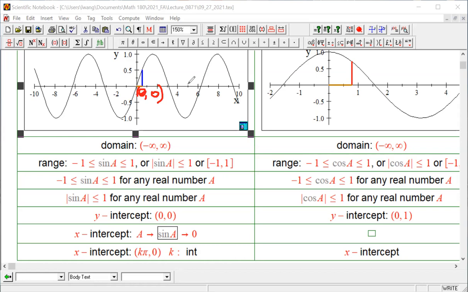And what else? This point is what? Pi comma 0, right? And how about this crossing? 2 pi comma 0, right? Do you follow me? And this point? Negative pi comma 0. Do you follow me? Can you do this? Keep going. Does everybody follow me? Any questions?